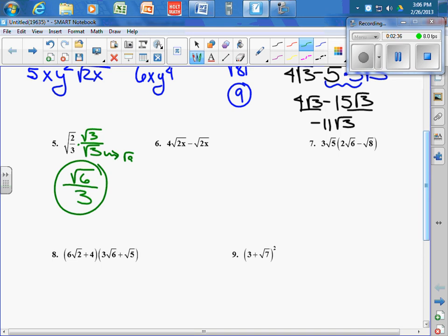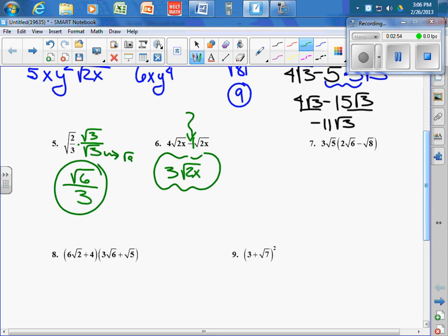In number 6, can we simplify radical 2x? No, you cannot. So what are we going to do here? Well, it says we need to subtract. Well, in this case, we're going to be subtracting the coefficients 4 and 1. 4 minus 1 is 3. 3 radical 2x.